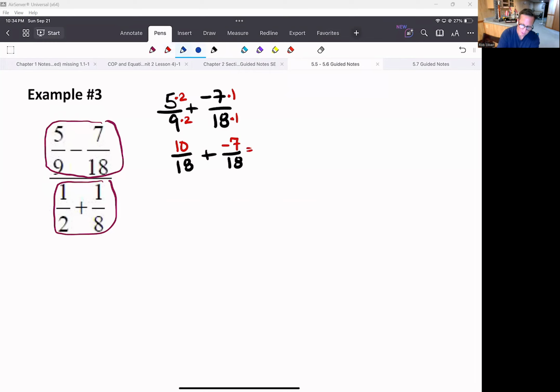This all comes out to what? 3/18. I wrote 16. I think I know why. Because it's going to come out to 1/6 when you simplify it. 1/6. All right, so the numerator is 1/6. I'm just going to put that right there.